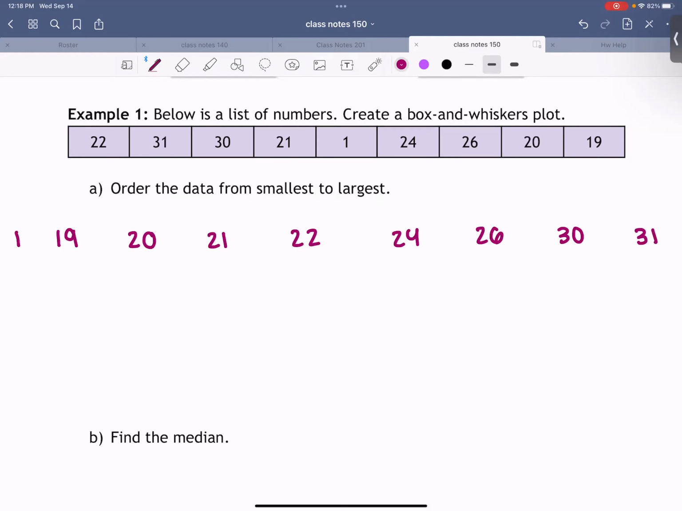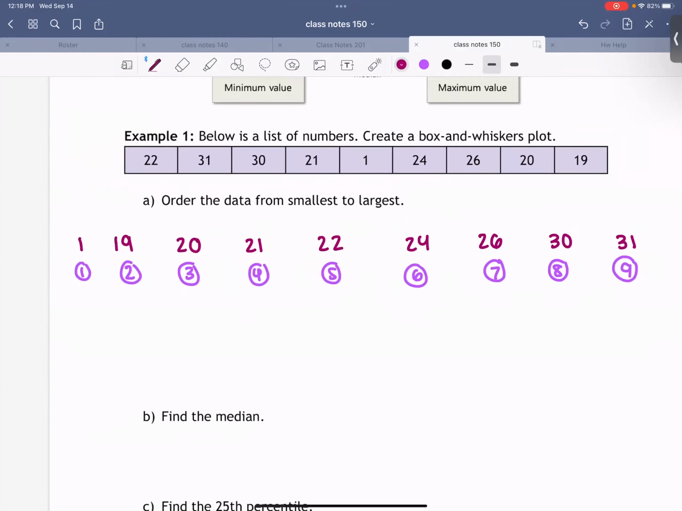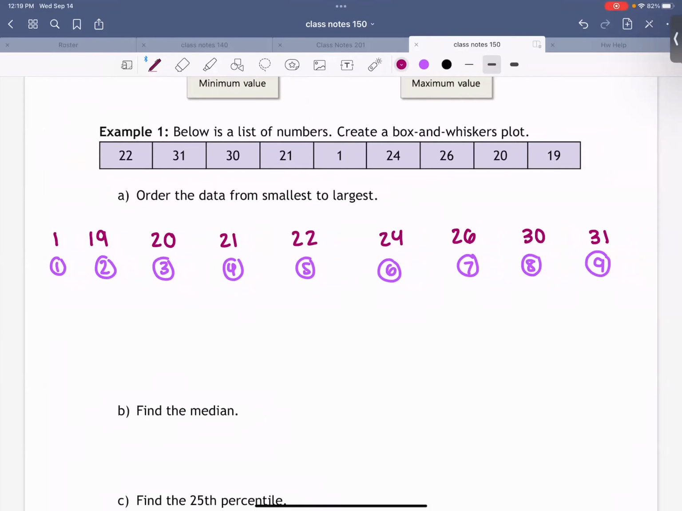Now, because I like to make mistakes, I'm going to number my numbers. Makes it a little bit easier. Okay, perfect. So we got 9 numbers. Anyone want to tell me the median? 22, it's the middle number, right? So you can cross off pairs to get the middle number. The median is going to be 22.